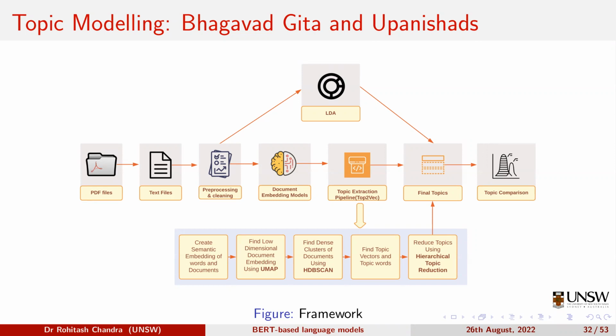And basically this is the framework, and we are comparing LDA, which is the foundation of topic modeling, with the BERT-based language framework, where we take all the PDF files, we do some pre-processing, and there are some document embedding models. Note that in the deep learning or BERT-based framework, we are using the BERTopic extraction pipeline, Top2Vec, to basically get our word embeddings.